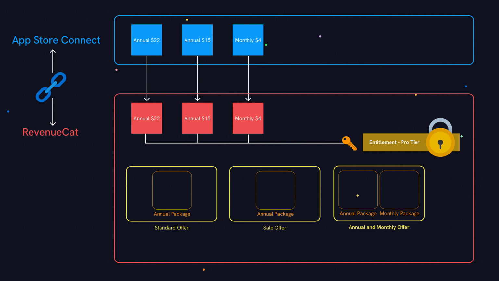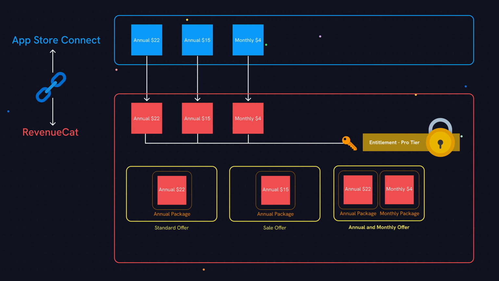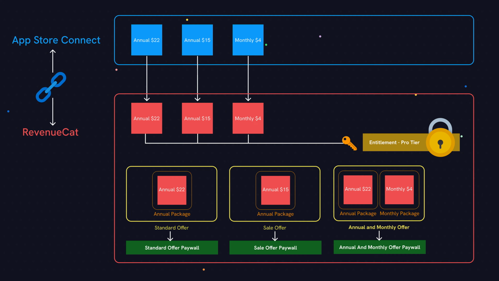Next, in each of my offers, I created product slots. They actually call them packages, but I think of them as slots on my offer where you can attach the products that you want in that offer. Finally, I assigned the products into the appropriate slots in my 3 offers. And now I'm ready to create a paywall for each offer.